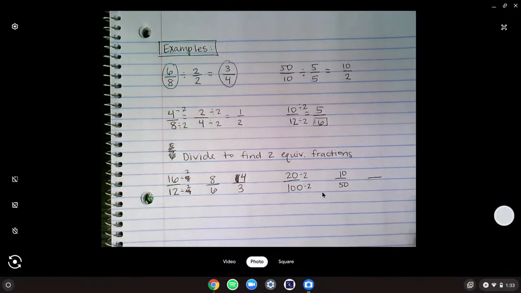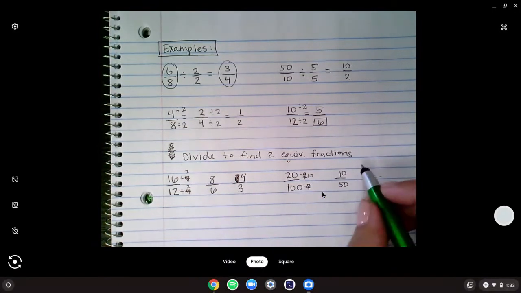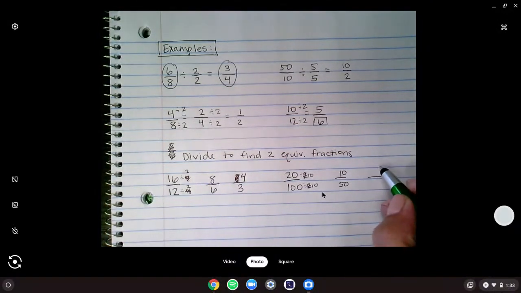I did 20 divided by 10, and 100 divided by 10. 20 divided by 10 is just 2, and then for 100, 10. So our equivalent fraction is 2 tenths. Good. Ryan, what else did you get?